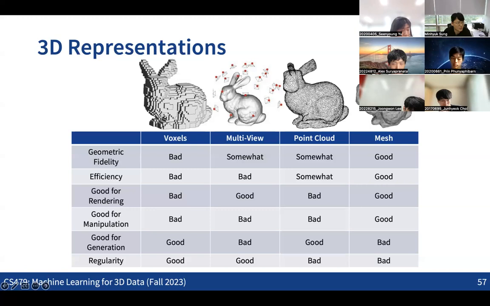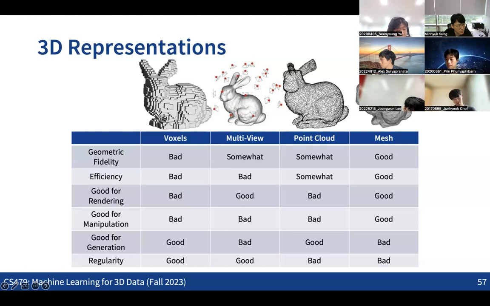And also for some applications like rendering, obviously meshes might be good. The multi-view images already contain the rendered outputs, so these are also good cases. But for manipulation, if we want to change the shape, like changing the articulation of human bodies, for those cases voxels, multi-view images and point cloud may not be good because we do not have direct surface information. So meshes might be the best case for manipulation.